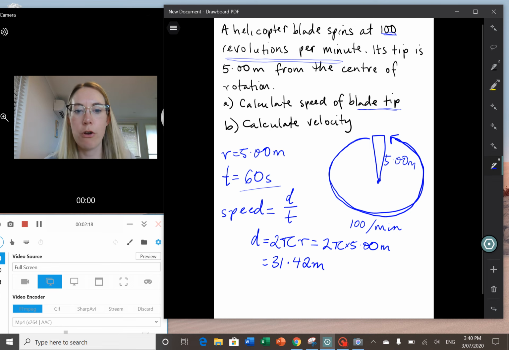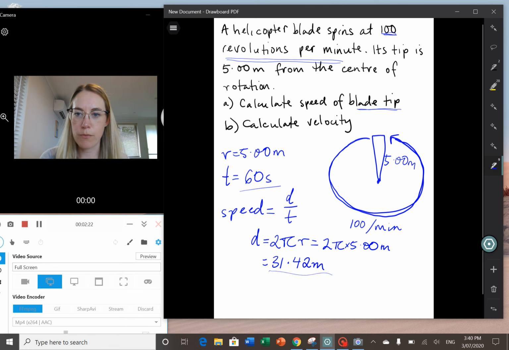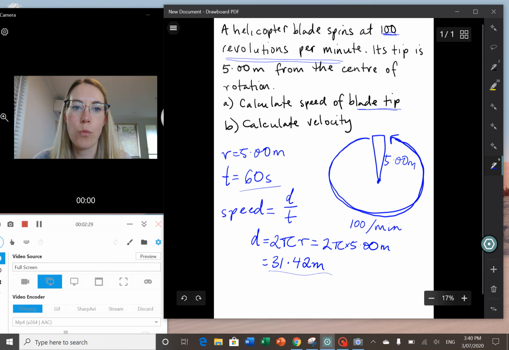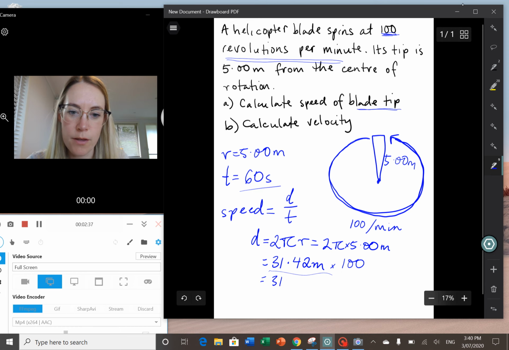And something I want to note here is that that's for one revolution. 31.42 meters is for one revolution. And in 60 seconds, my helicopter blade will actually do 100 revolutions per minute. So I'm going to multiply this by 100. So now my distance is 3,142 meters.